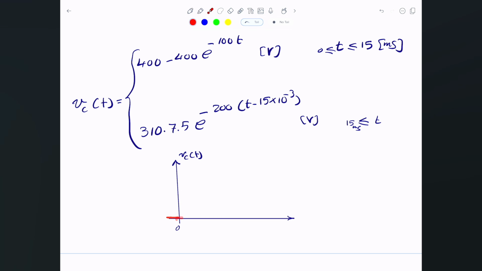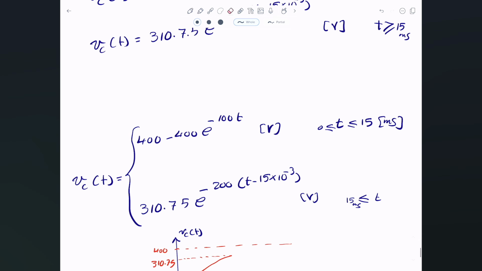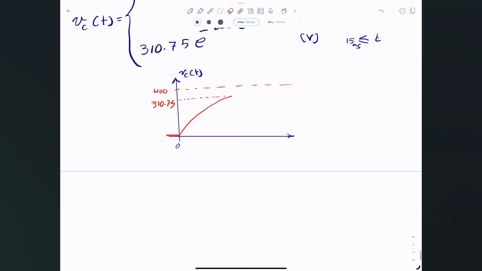Right after switching, we cannot jump, so we slowly reach the final value. What is that final value? If you look at this and substitute t to be infinity, the whole exponential term becomes 0, so the final value that we're trying to reach is 400. It will try to reach it, but it never actually does. What it will actually reach is the value 310.75. I think I have a little typo on here, it's 310.75.